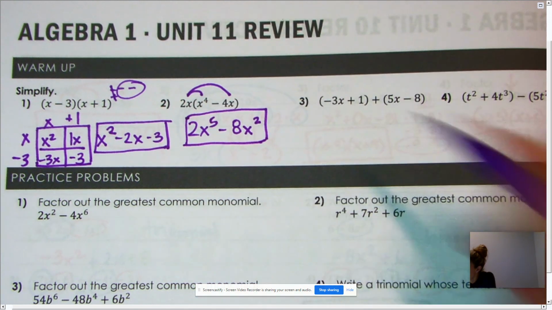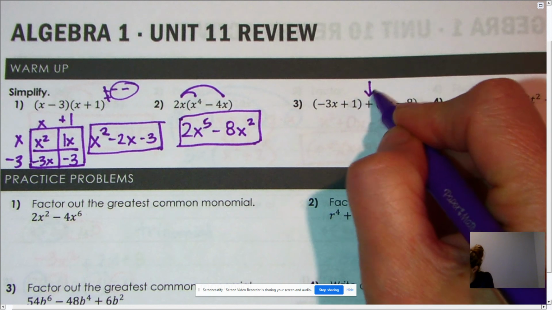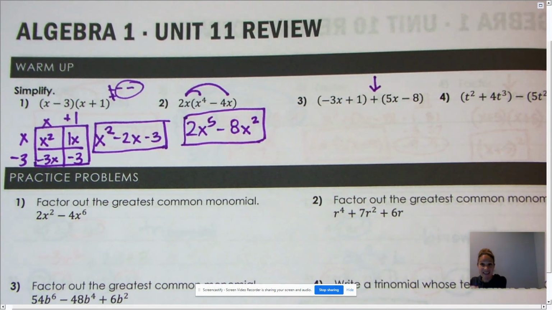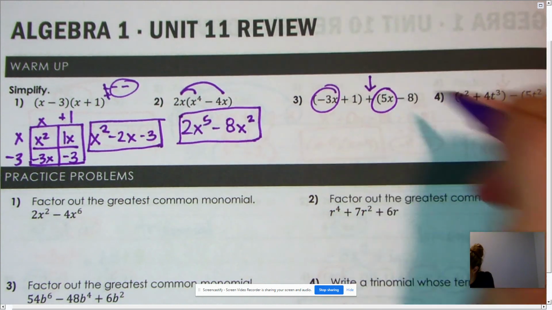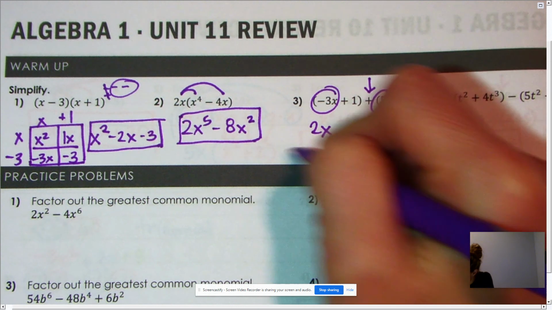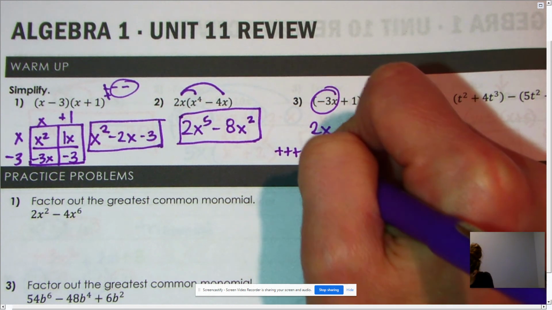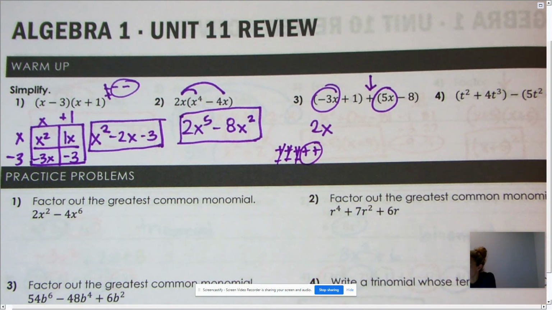Okay, next question. I'm going to put together like terms because there is a plus in the middle. So that means I can ignore the parentheses. So I'm going to put -3x and +5x, and I'm going to get +2x, because think about this. If I have 1, 2, 3, 4, 5 positives, 3 negatives, I have 2 positives left over.